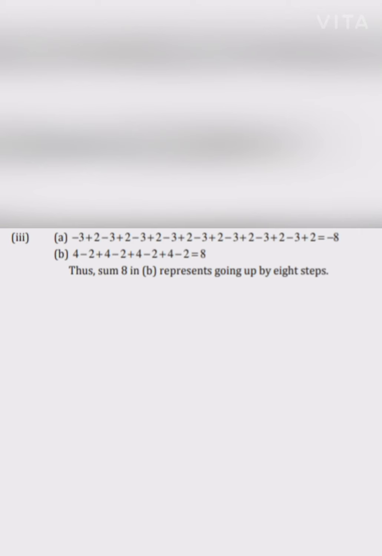A part: minus 3 plus 2, repeated four times, minus 3 plus 2 minus 3 plus 2 minus 3 plus 2 minus 3 plus 2 minus 3 plus 2 minus 3 plus 2 minus 3 plus 2 minus 3 plus 2, is equal to minus 8. B part: 4 minus 2 plus 4 minus 2 plus 4 minus 2 plus 4 minus 2 is equal to 8. Thus, the sum 8 in B part represents going up by 8 steps.